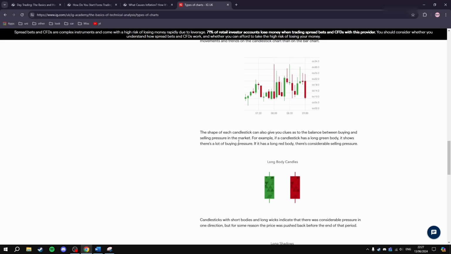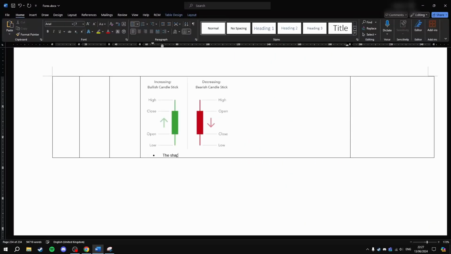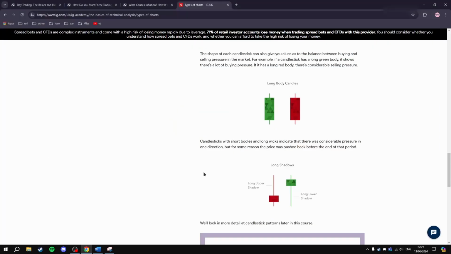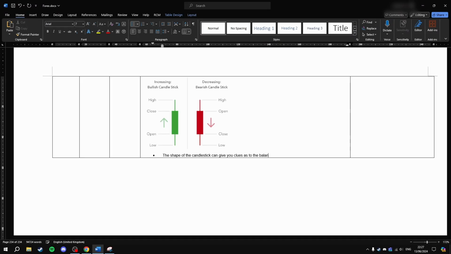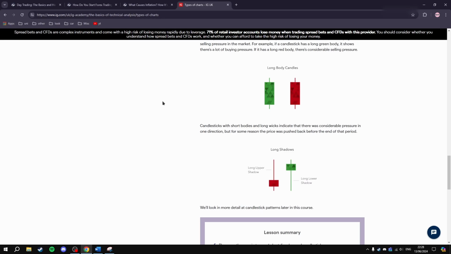The shape of each candlestick can also give you clues as to the balance between buying and selling pressure in the market. For example, if a candlestick has a long green body, it shows there's a lot of buying pressure. If it has a long red body, there's considerable selling pressure.